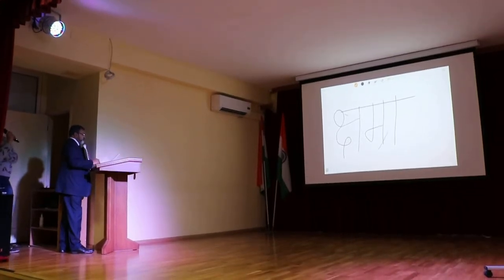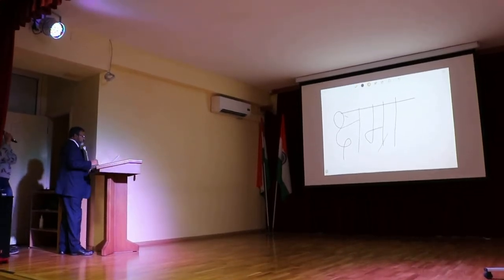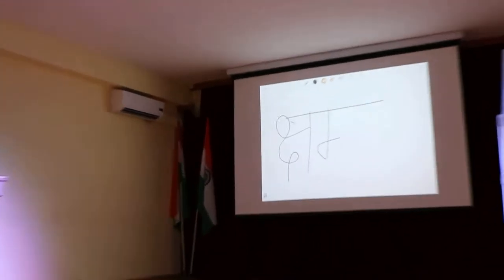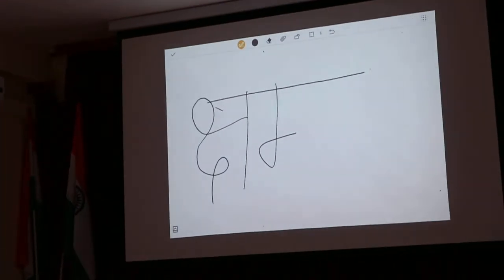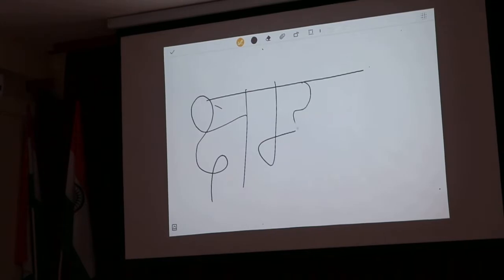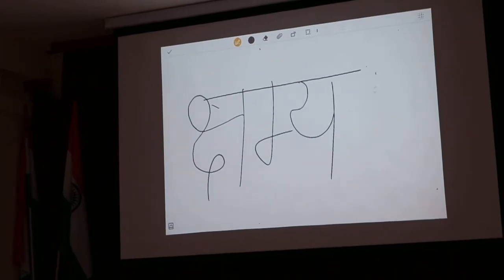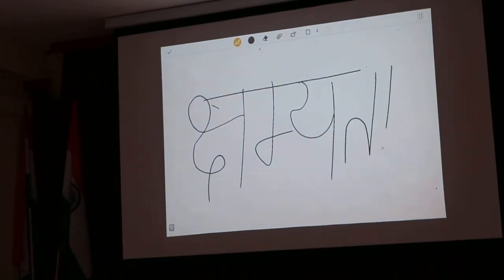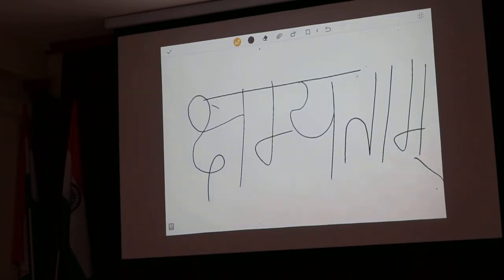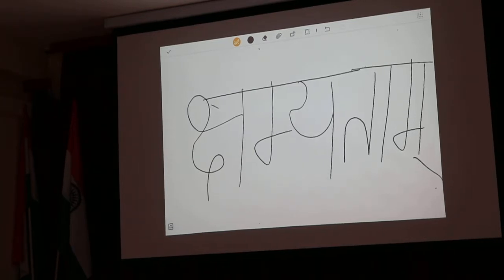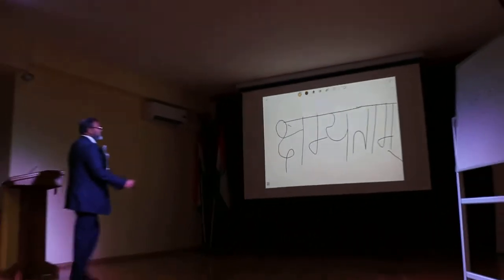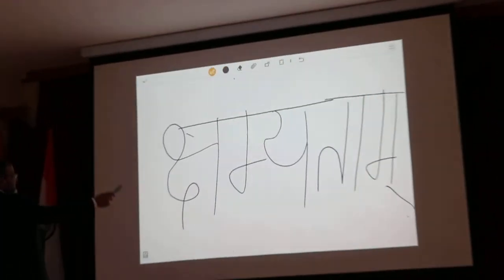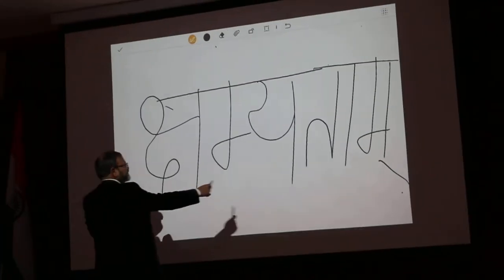And it comes from kshama. We write kshamya, kshamyatam. И мы пишем кшамятам.